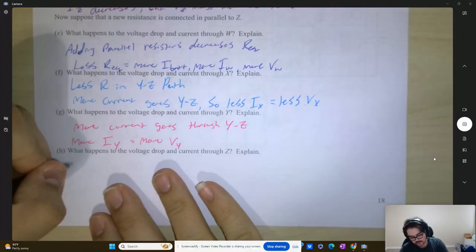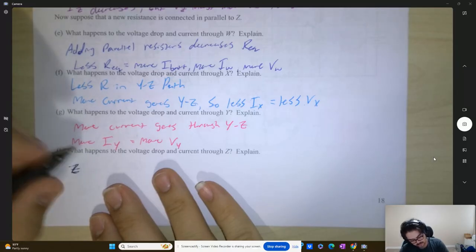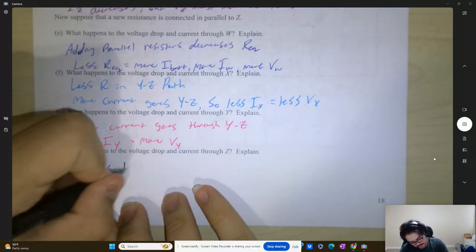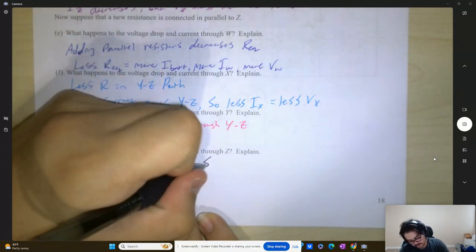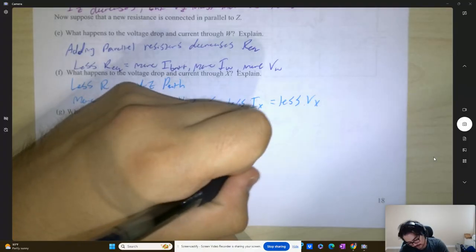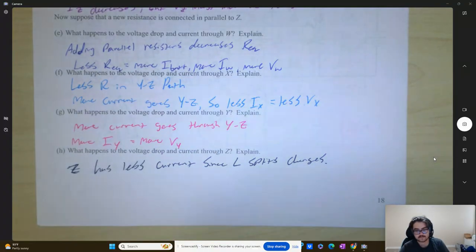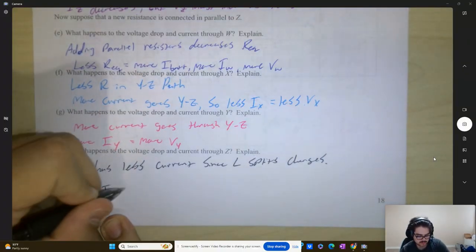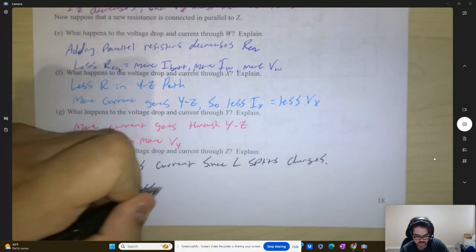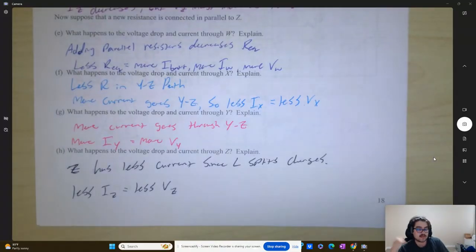So Z has less current since L splits charges. So less current through Z, which means less voltage through Z. And Z and L would have the same voltage because they're in parallel with each other.